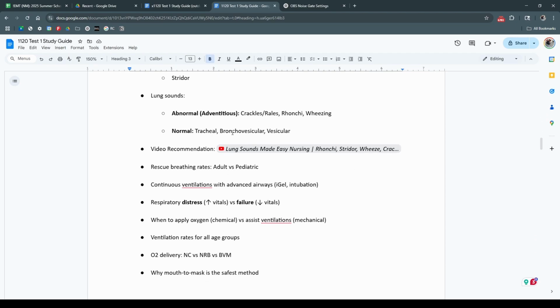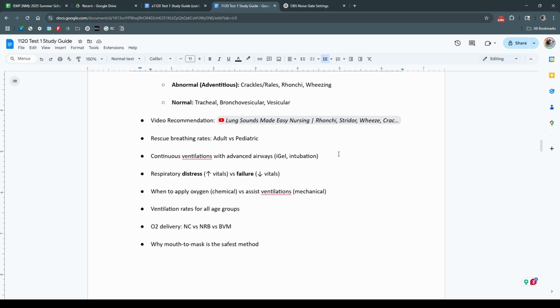Just don't get too tricked by terminology like bronchovesicular and vesicular or adventitious. I mean, some of these terms almost have an inverse property where bronchovesicular sounds abnormal and adventitious almost sounds like advantageous. So just make sure that you know that those common misconceptions are misconceptions in general.